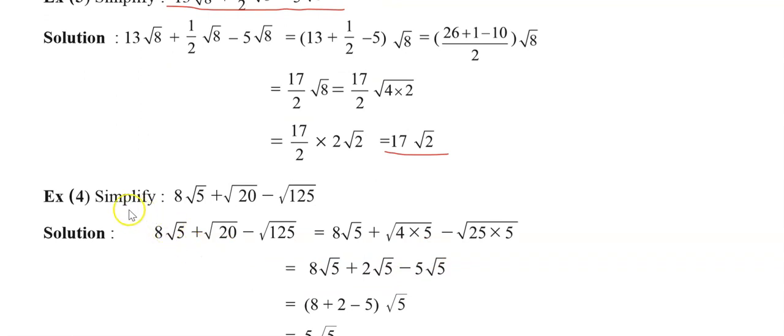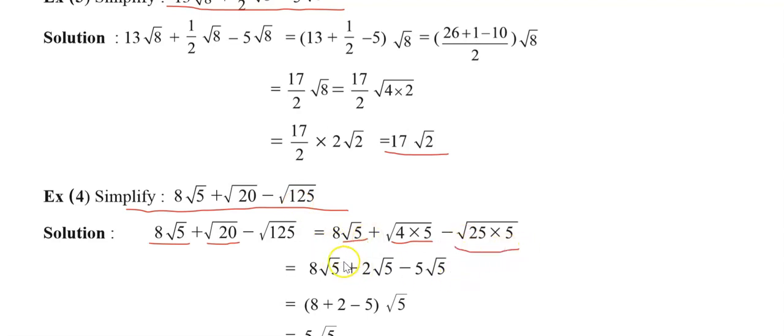Now see this again, the simplification of this third term, that is 8 root 5. This 5 is a prime number. We cannot factorize it. Therefore, keep it as it is. Now here is a 20. Now 20 can be written as 4 into 5. And again 125 can be written as 25 into 5.